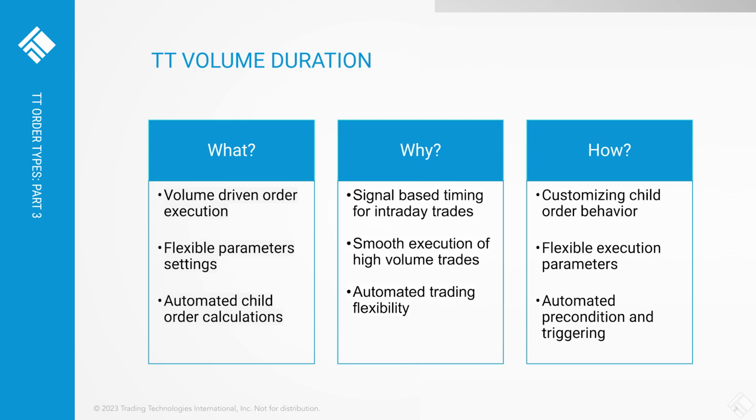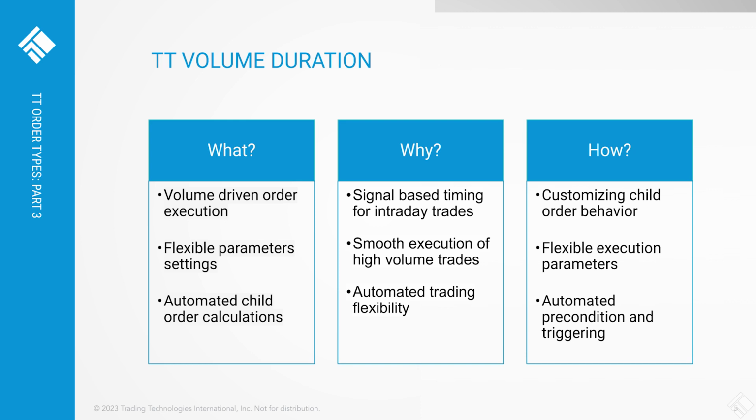The TT system calculates the child order portions needed to achieve the total order quantity for the total volume. Why would you want to use this order type? Some traders use the volume duration orders to indicate the timing of buy and sell signals for intraday trading. If an asset's current price is above the volume weighted average, it indicates a bullish trend. Conversely, a price below may suggest a bearish market sentiment.